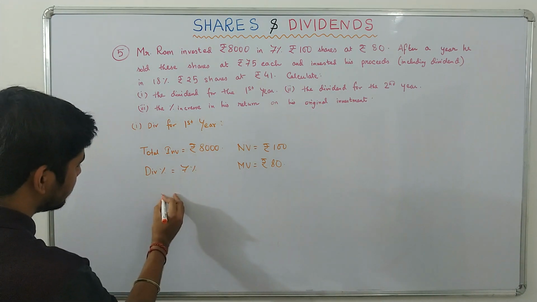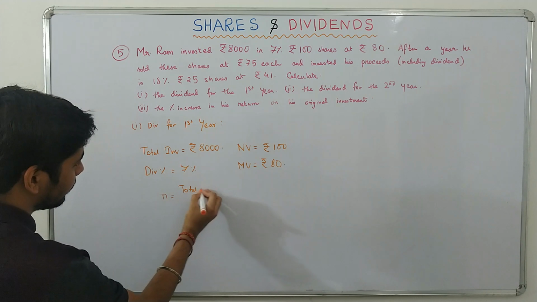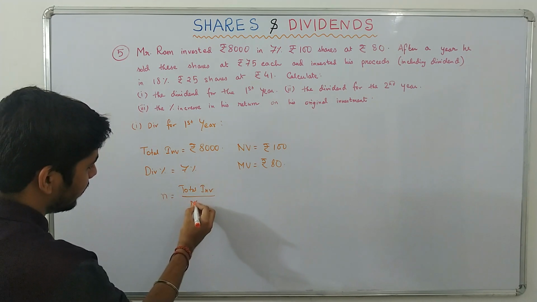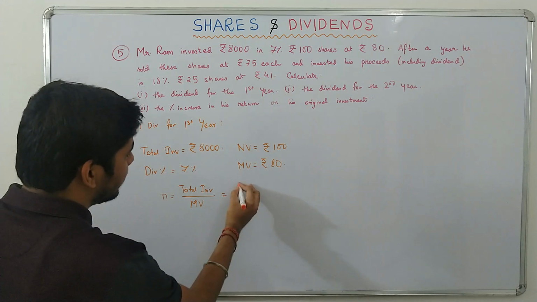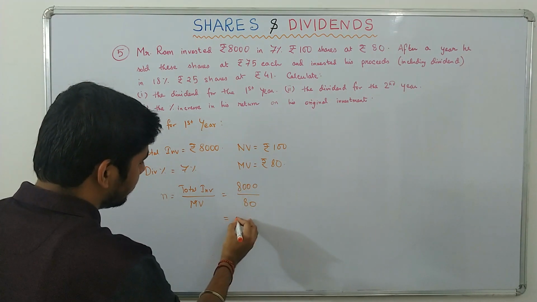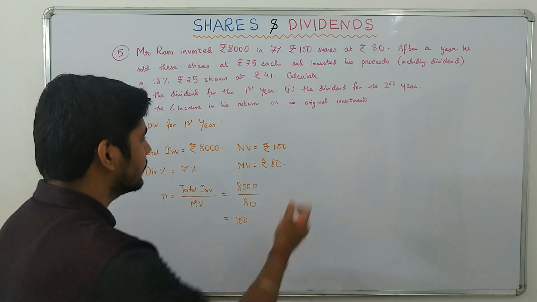So number of shares is equal to the total investment divided by the market value. So this is equal to 8,000 divided by 80, which is 100. So he bought 100 shares.